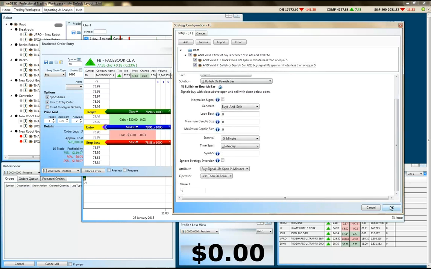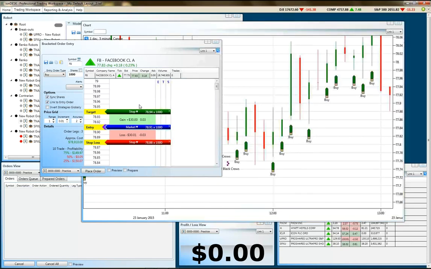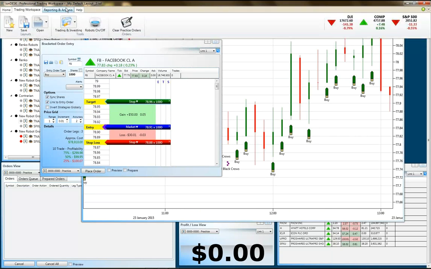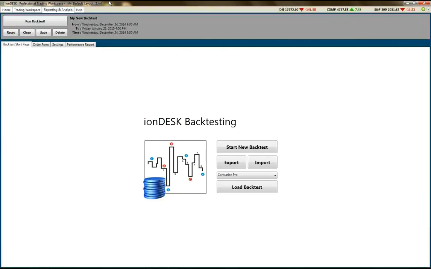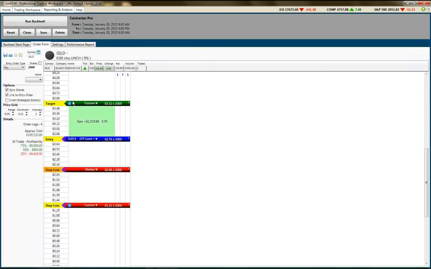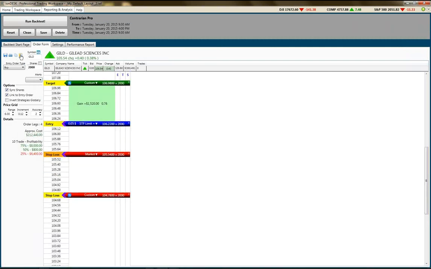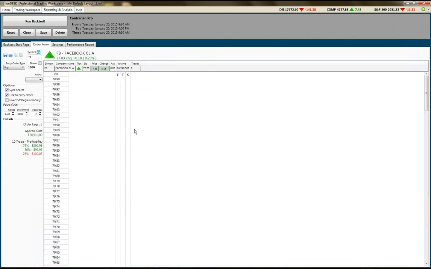Make sense? Okay, so let's take this strategy into the back test and see what it does. I'm gonna adjust it once I get over there. Let's see. Copy this guy, and we're gonna go over to the back test. And I've already got one loaded here. Let me paste this guy.